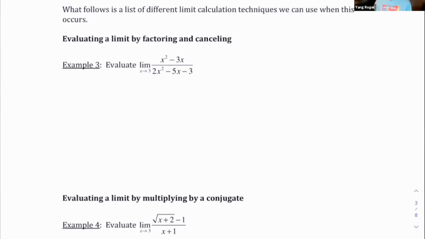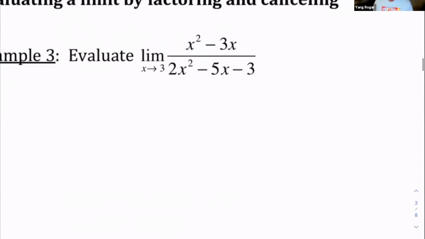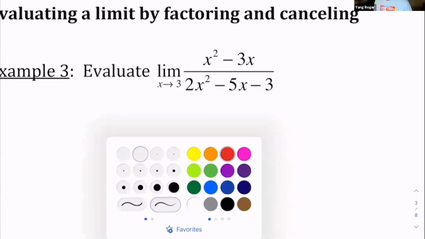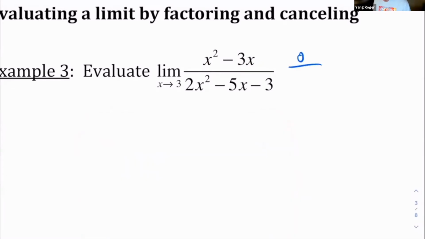Let's take a look at example 3 together. When I take a look at example 3, I'm looking at the limit as we get close to the number 3. So 3 squared is 9 minus 3 times 3 is 9. So you get a 0 in the numerator, right? Then we look at the denominator. 3 squared is 9. 9 times 2 is 18. 18 minus 15 is 3. And 3 minus 3 is 0. So I'm going to get 0/0. So this is exactly the scenario I was mentioning at the beginning of class. All right.